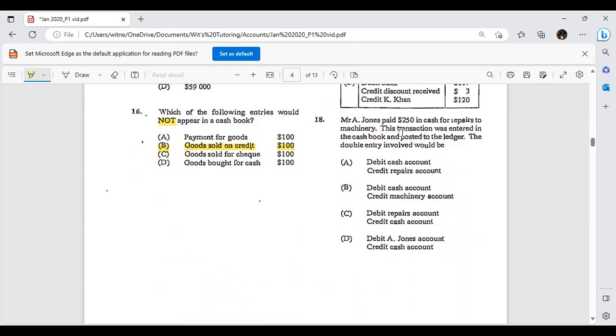Mr. A. Jones paid $250 in cash for repairs to machinery. This transaction was recorded in the cash book and posted to the ledger. The double entry involved would be, all right, we're paying in cash for some repairs that we did to machinery. So the repairs, that's an expense. That's a revenue expenditure. It's not a capital expenditure.